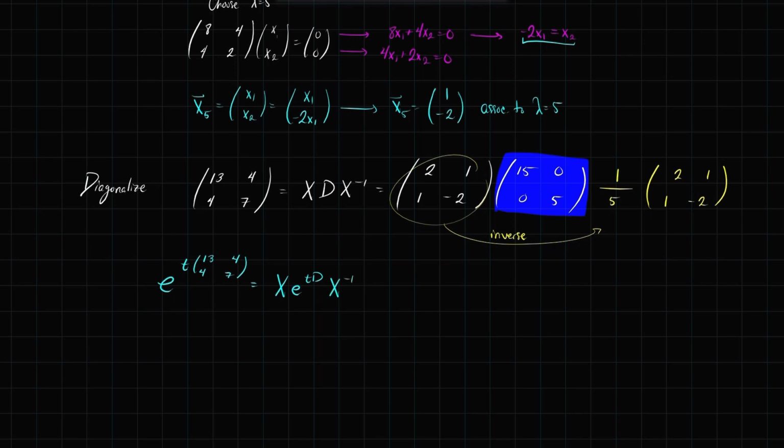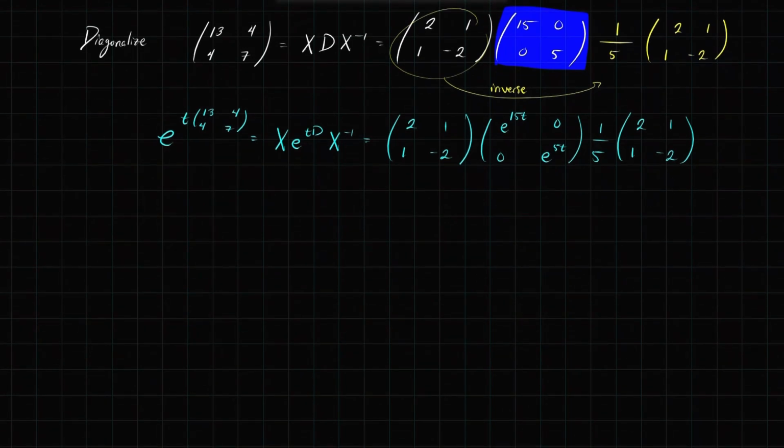e to the t diagonal, X inverse, or in other words, [2, 1, 1, negative 2], against e to the t 15, 0, 0, e to the t 5. And I always like writing it as 15t and 5t better. So I'll write 15t, 5t, and then I have a 1/5, [2, 1, 1, negative 2].